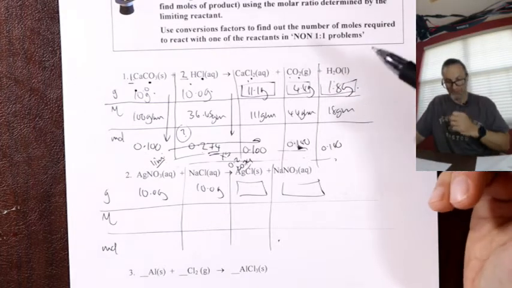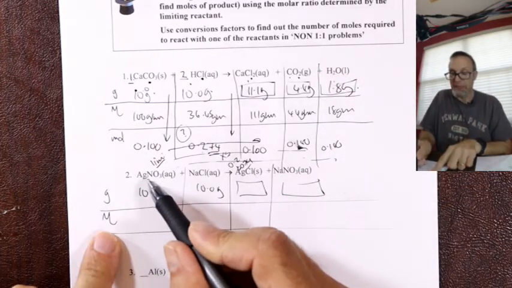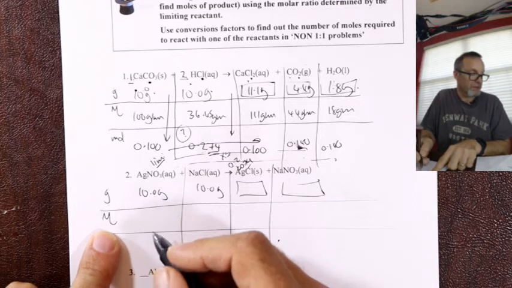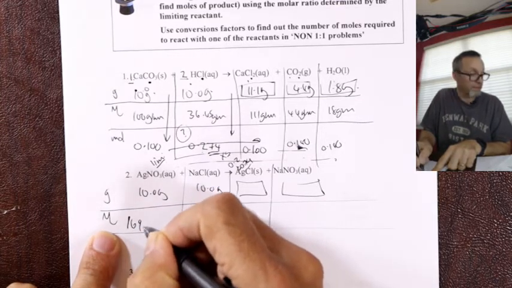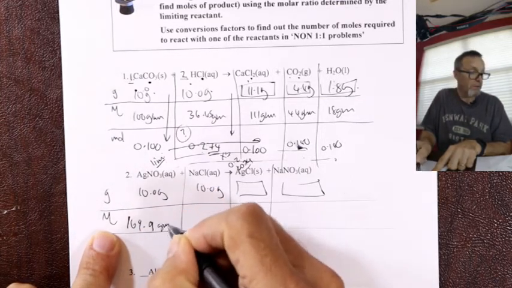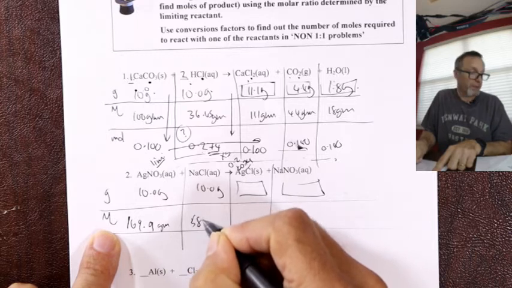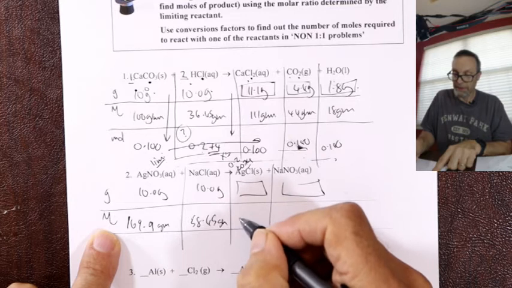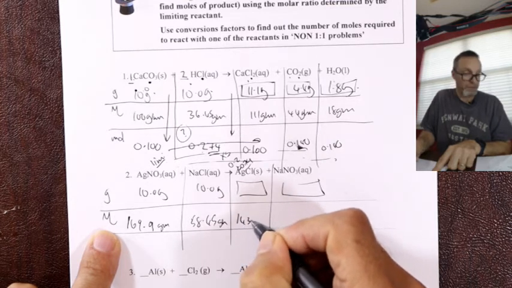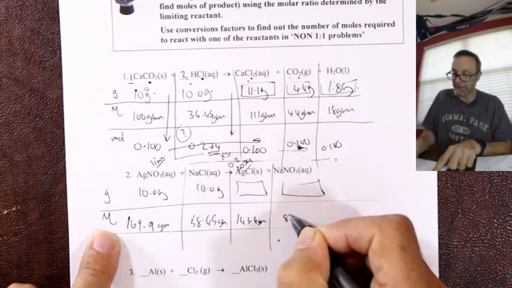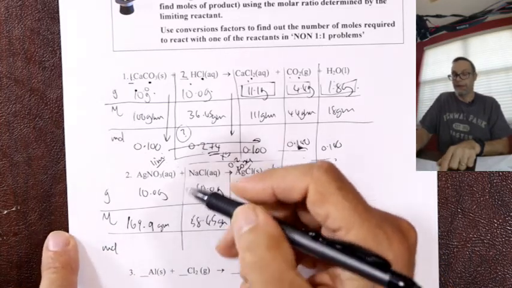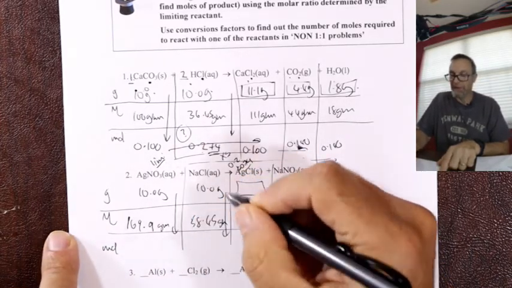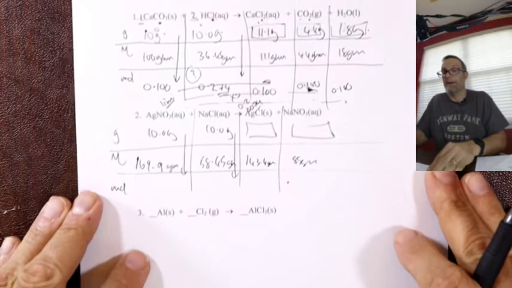Now, molecular weight, AgNO3, 3 O's. Good to practice. I get 169.9 grams per mole, 58.45 grams per mole, AgCl 143.4 grams per mole and 85 grams per mole. Okay. Again, divide to go down, figure out the amounts of moles.